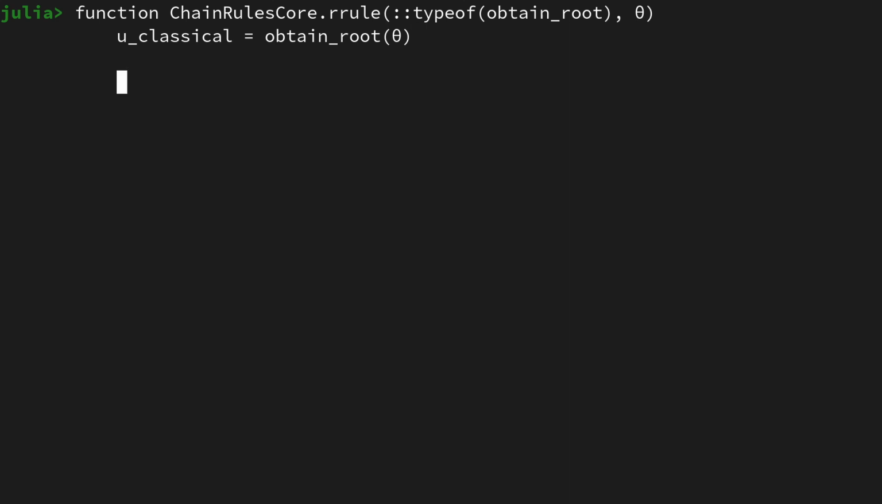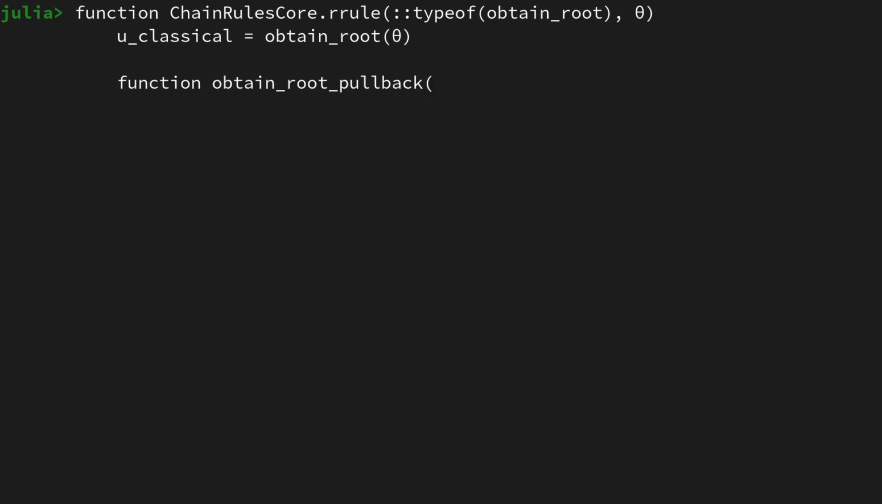Then we also define a local function, which I want to call obtain root pullback. And that is this aforementioned pullback function. You can think of it as something that goes in an opposite order than the actual obtaining root. Obtaining root is a function that maps from theta to u, but this pullback shall now take a tangent of u and map it to a tangent of theta.